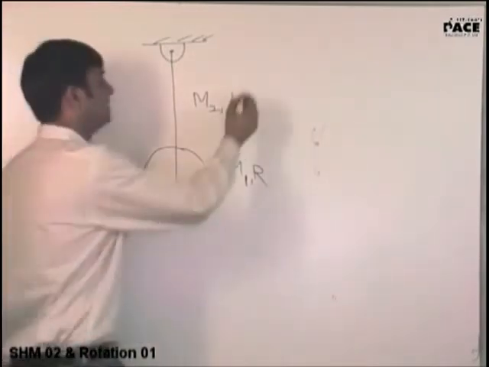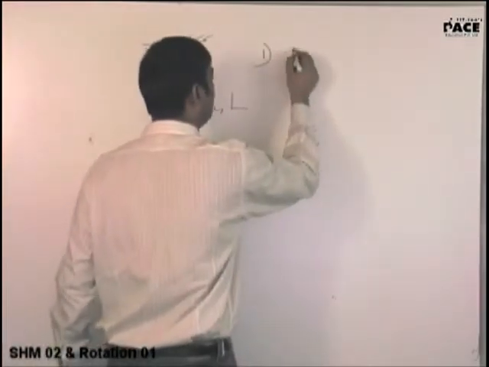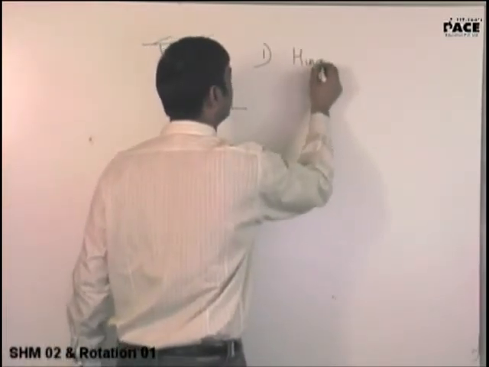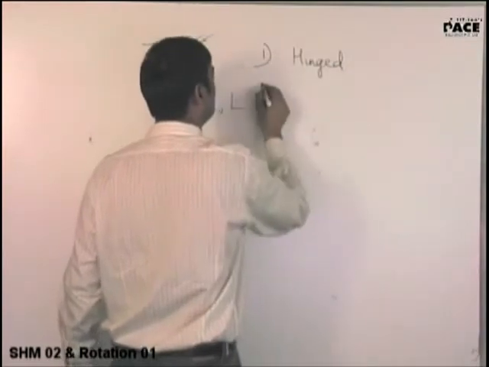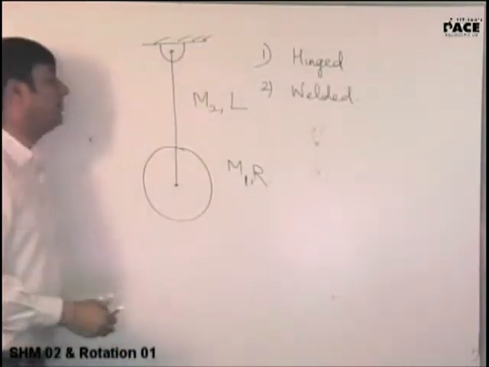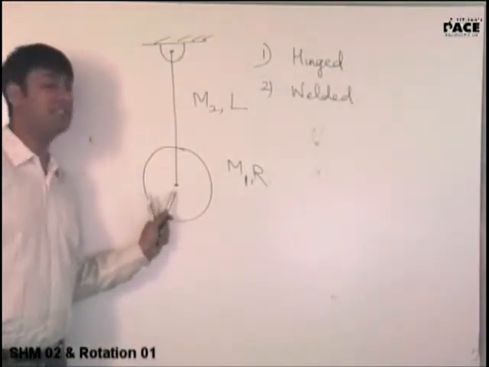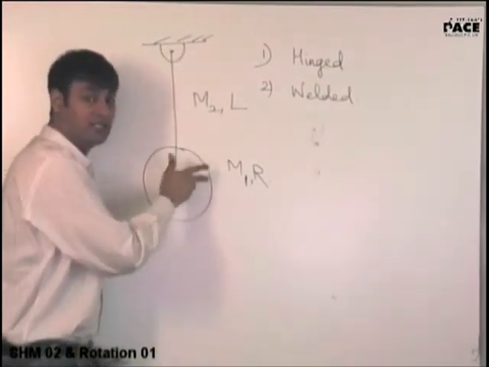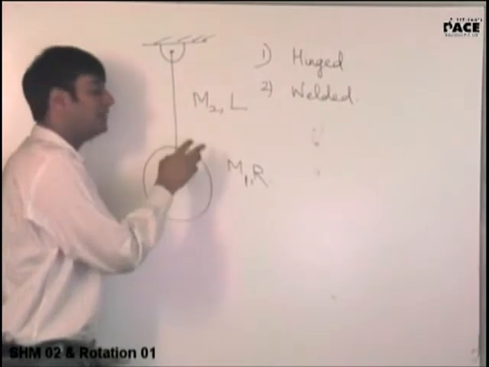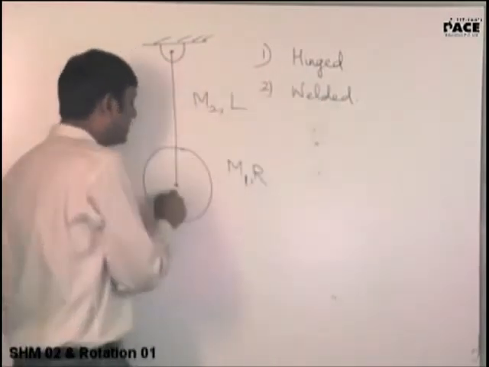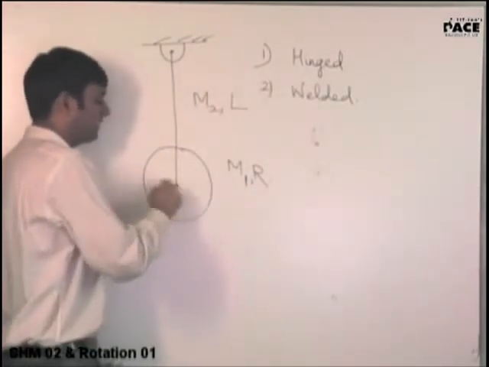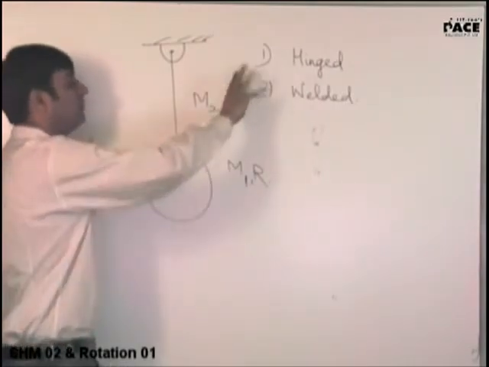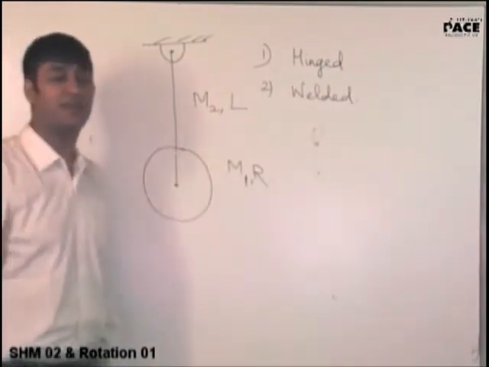In the first case, I have done this question with you. Am I right? One case was hinged and the second case was welded. Did I do it? Yeah. In the first case, the disk is hinged here and hinged here also, and the disk is free to rotate. In the second case, the disk is welded to the rod. This is proper welding. Now, in both the cases, for small oscillations, find the time period.